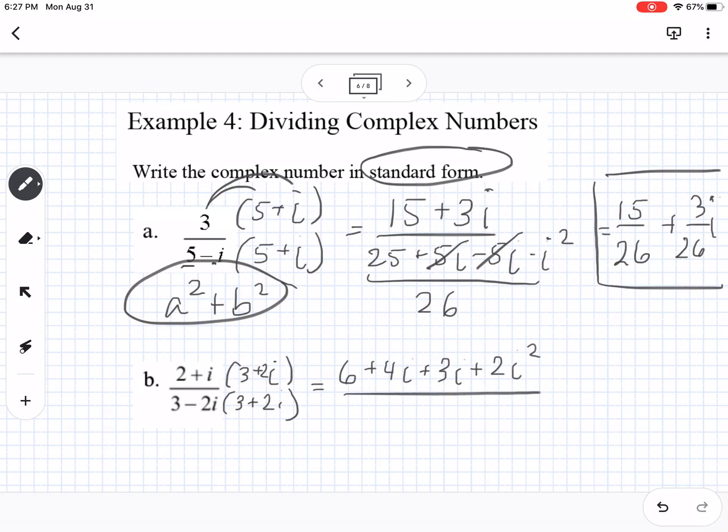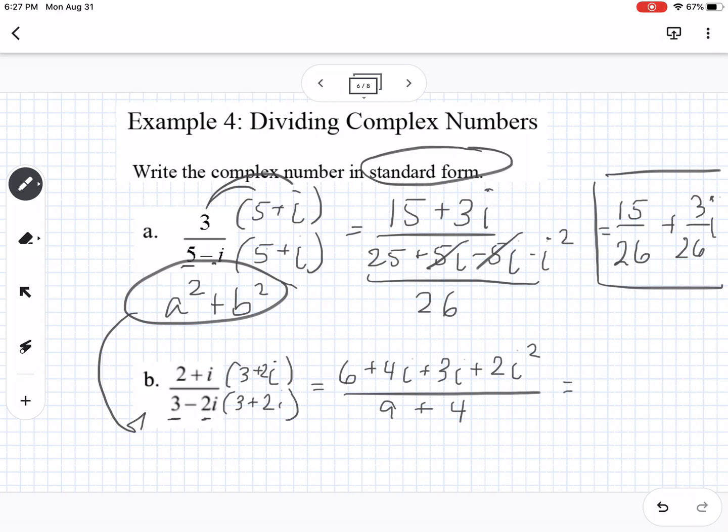over. Now again, we could FOIL out the denominator, or we can use that little cheat right there of a squared plus b squared. So our a is 3 and our b is 2. So that would be 9 plus 4.